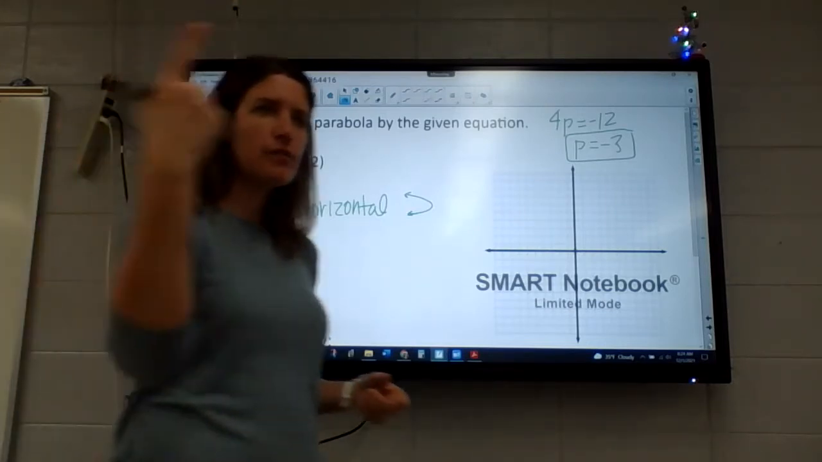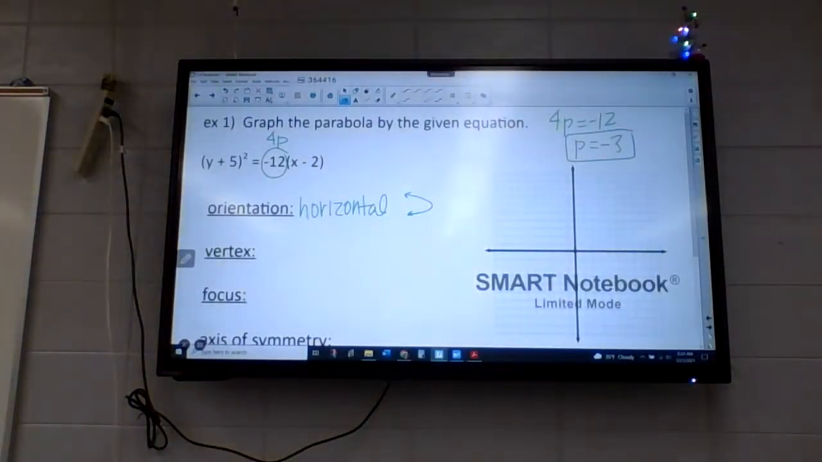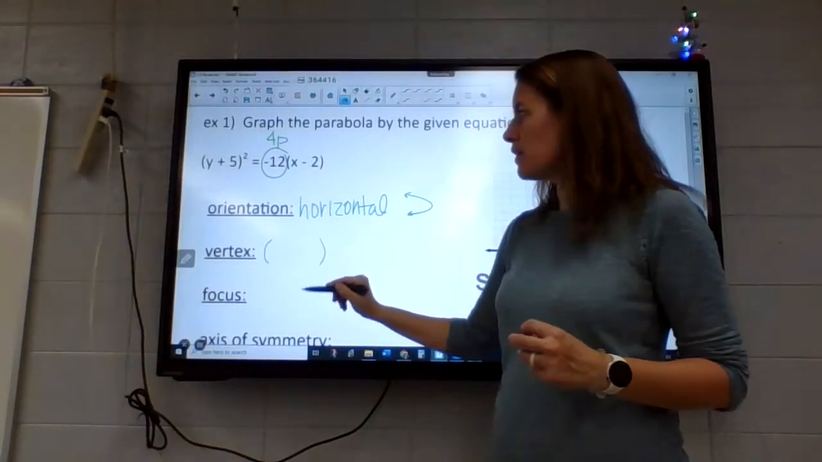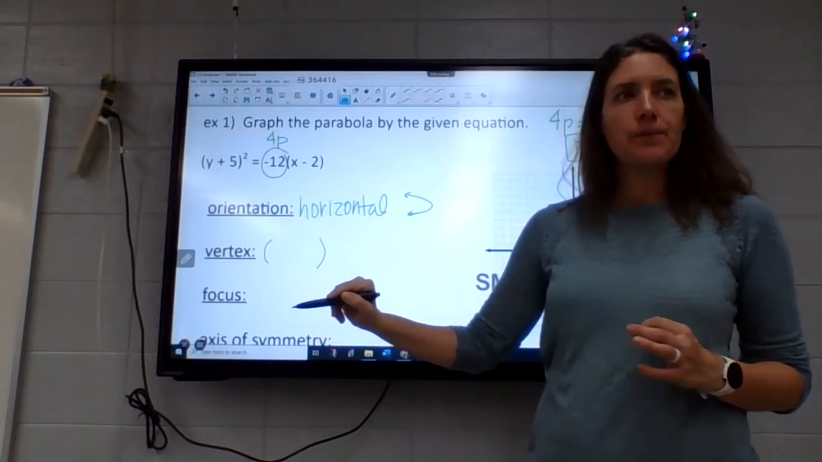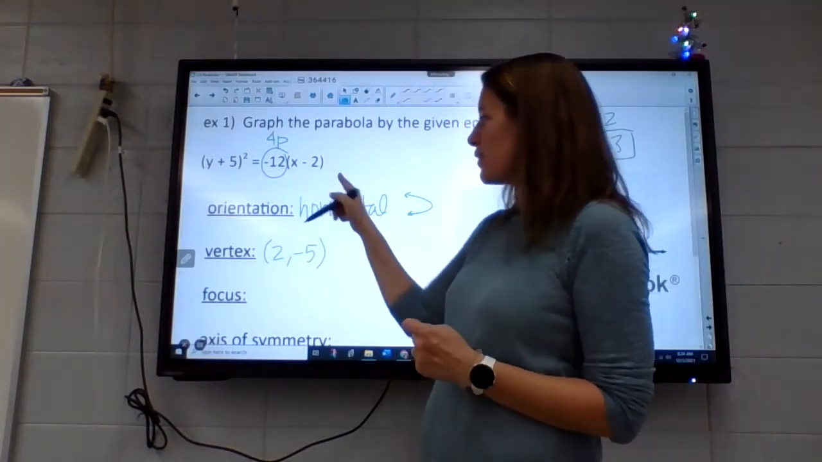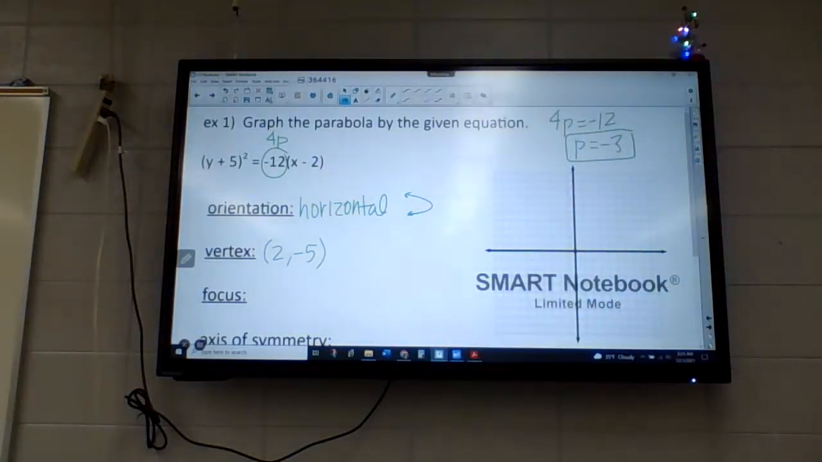Becca's right to point out the vertex, the h and k are opposite signs of what they look like, but careful, the x is with the h. So the vertex in this case is what? 2, negative 5, very good. So opposite of what they look like, so 2, negative 5 is our vertex. And so that's going to be the point on our graph.